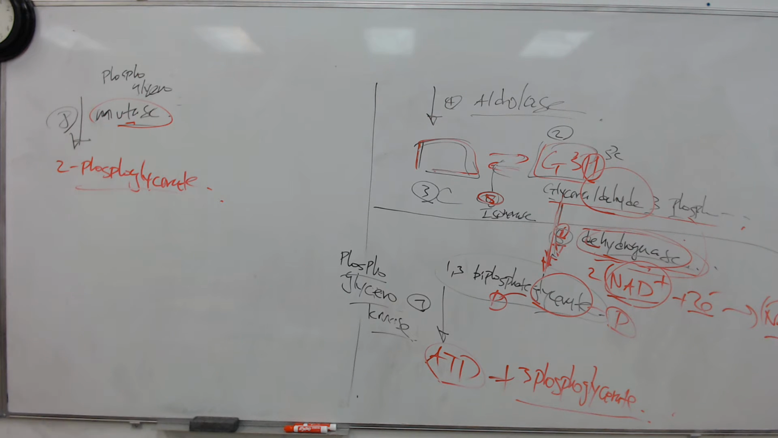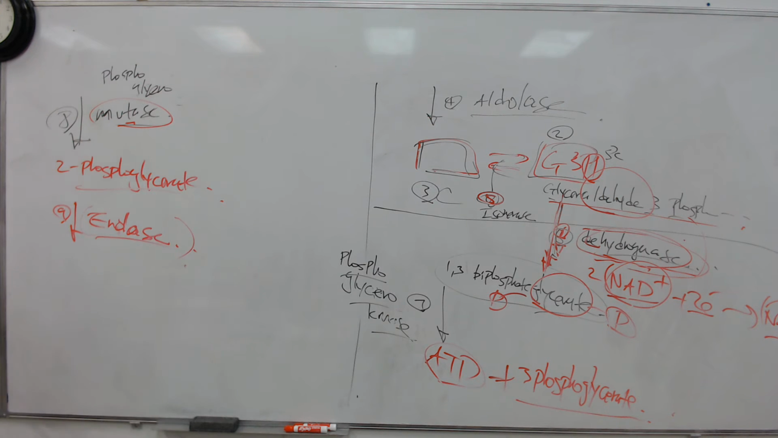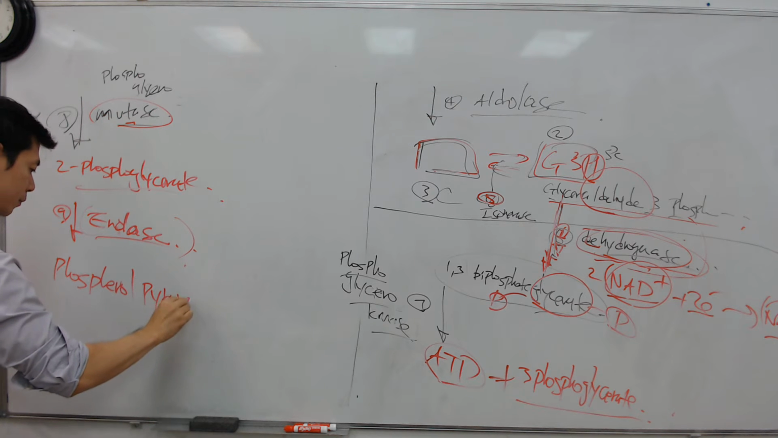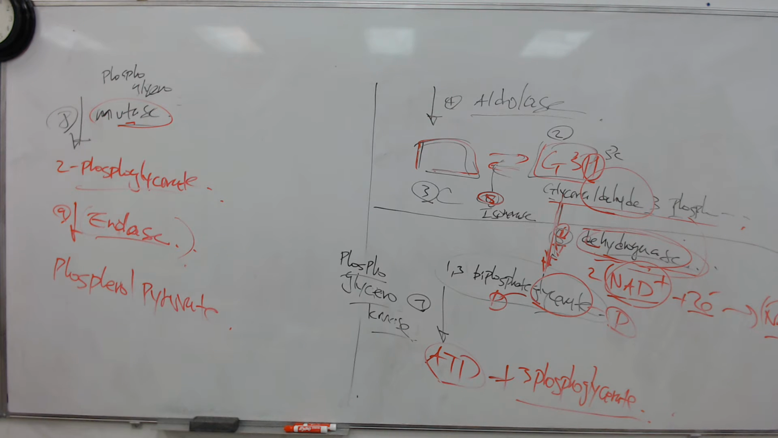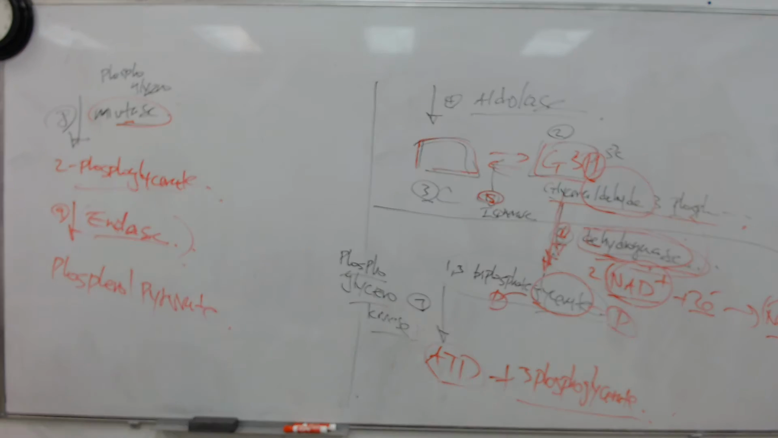And then step 9, I think, is enolase. Enolase will turn it into phosphoenolpyruvate. Keep in mind, one of the phosphate groups is still there; they haven't taken that out.